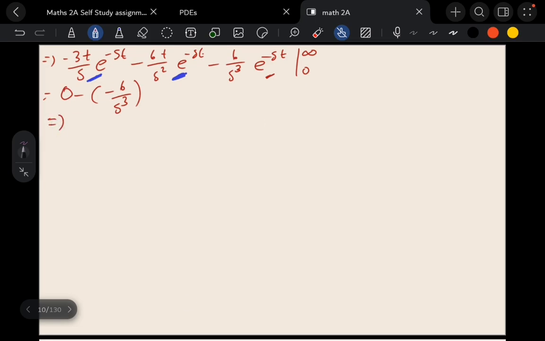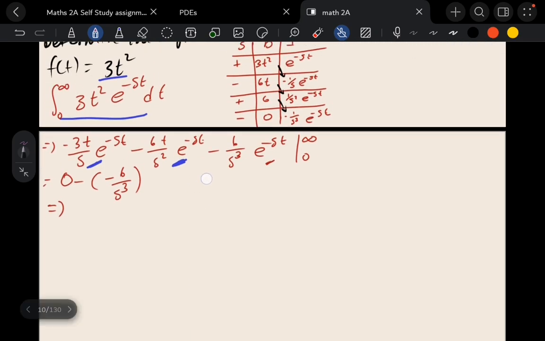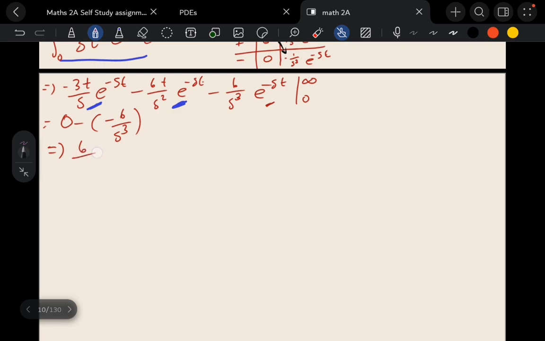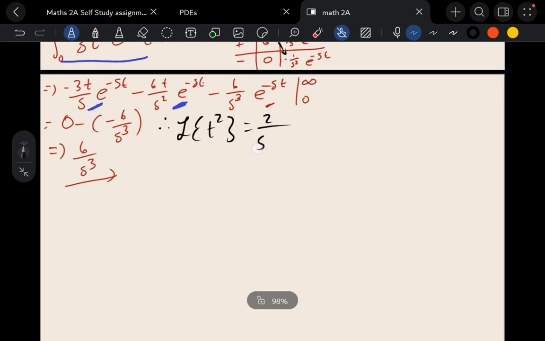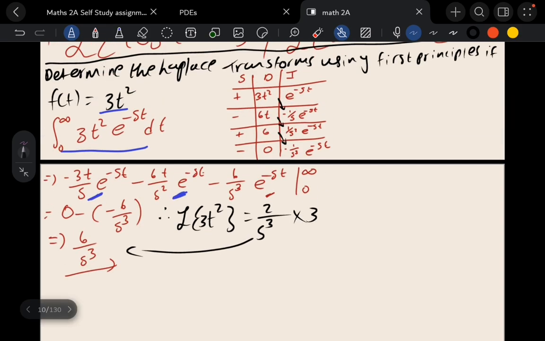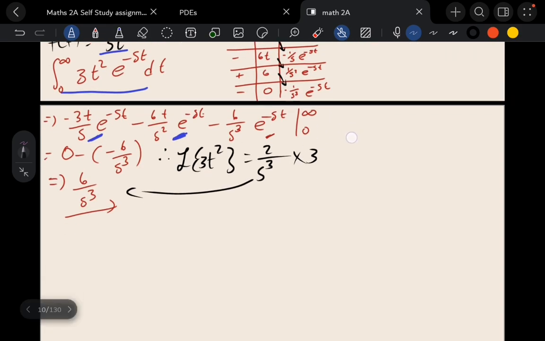Which is 6 over s cubed. Now it does make sense because the Laplace transform of t squared is 2 over s cubed. By multiplying this by 3, I'm also multiplying this by 3 to result in that. So this is how you do the Laplace transform from first principle.